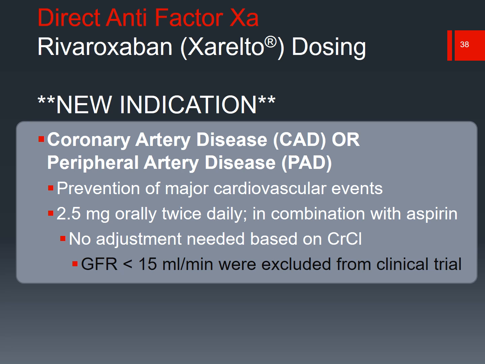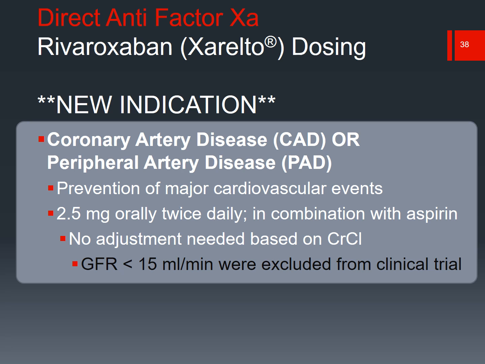Xarelto had a new indication added to its labeling recently for coronary artery disease or peripheral artery disease as dual antithrombotic therapy for the prevention of major cardiovascular events. Here you'll notice that the Xarelto dosing is much lower than previously indicated for other conditions, and it is given twice daily. This low twice daily dose must be given in combination with aspirin, dosed at 75 to 100 milligrams once daily. There is no adjustment needed in the labeling for renal clearance.